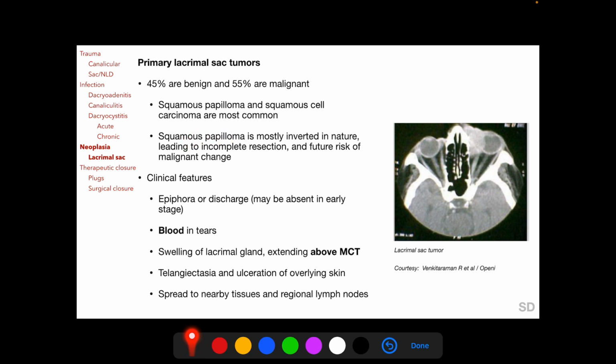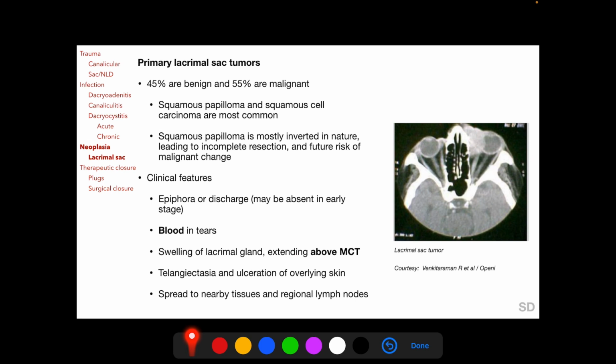Squamous papilloma of the lacrimal sac is mostly inverted in nature, leading to incomplete resection with a future risk of recurrence with malignant transformation. Clinical features of lacrimal sac tumors include epiphora or discharge, but these may be absent in the early stage. There can be blood in the tears, called hemolacrima, and there will be swelling of the lacrimal sac, which characteristically extends above the level of the medial canthal tendon, in contrast to what we find in chronic dacryocystitis, where the swelling of the lacrimal sac is restricted to below the level of the medial canthal tendon.